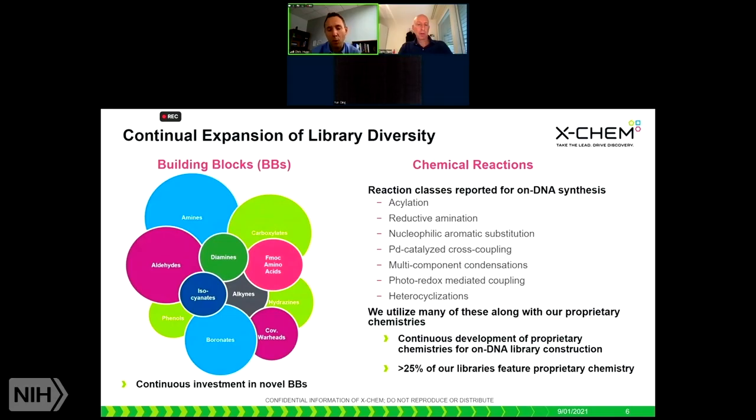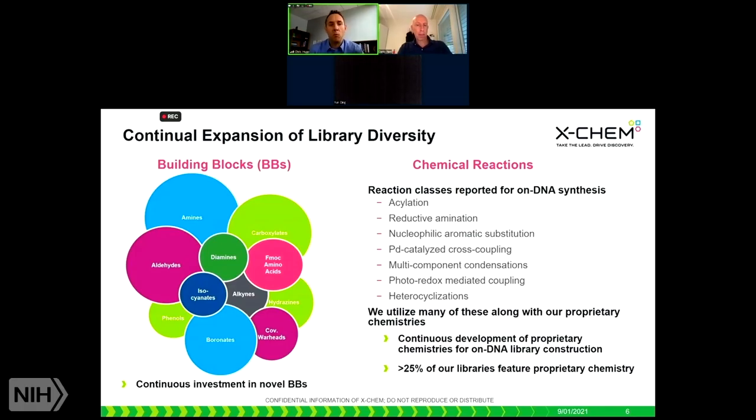Two of the key components of the warhead side of a DNA-encoded library are building blocks and chemical reactions. We need the building blocks, obviously, to make the warheads. On the left-hand side of this slide, I have some colorful shapes to show you the types of building blocks that we use and incorporate into our libraries. The bigger the circle, the more building blocks we have of those. So amines, carboxylates, aldehydes, you can get well into the 10,000s of building blocks available for those. There are some other building block classes that are less commercially available, but we try our best to incorporate as many as we can. Getting building blocks into our collection is an ongoing process.